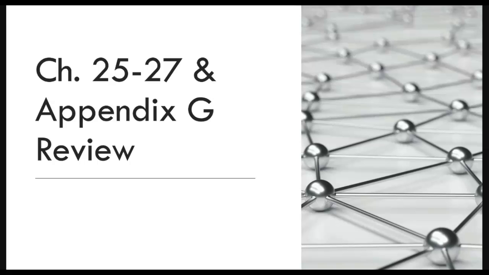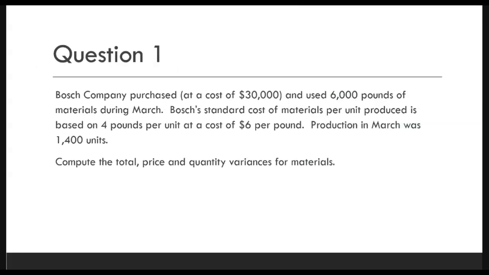Let's run through the chapter 25 to 27 and Appendix G review. So our first question here says that Bosch Company purchased at a cost of $30,000. They purchased and used 6,000 pounds of materials during March. Their standard cost of materials per unit produced is based on 4 pounds per unit at a cost of $6 per pound. Production in March was 1,400 units. Using all of that information, we are going to compute the total price and quantity variances for our materials.